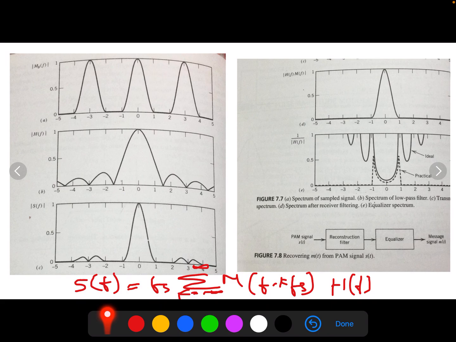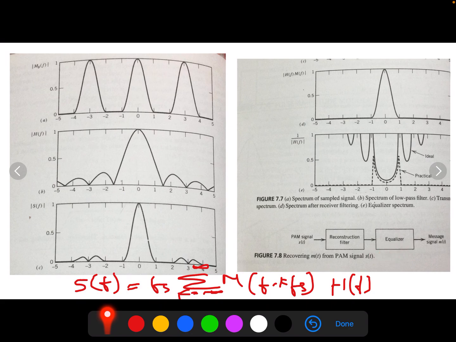This distortion may be corrected by connecting an equalizer in cascade with the low pass reconstruction filter, as you can see in the diagram. You have a PAM incoming signal, a reconstruction filter and an equalizer. The output is the original message signal m of t.